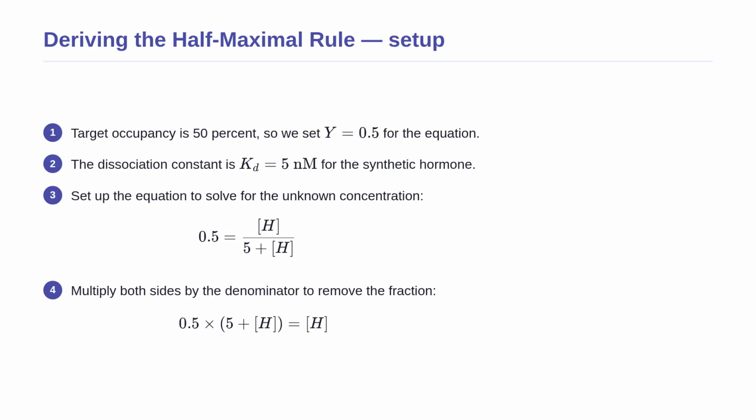Let us mathematically derive the concentration needed for this half maximal response. A doctor wants exactly 50% of the patient's thyroid receptors occupied, meaning Y equals 0.5. The dissociation constant of this synthetic hormone is 5 nanomolar. We plug in 0.5 for Y and 5 for Kd. Our goal is to isolate the unknown hormone concentration, H. To remove the fraction, we multiply both sides of the equation by the denominator, bringing the terms up to the same level and making the algebra much easier to handle.